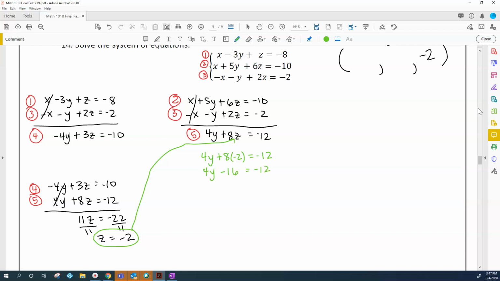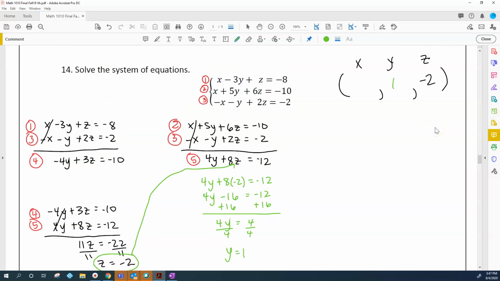All right, and I'm just solving this for y now. Let's add 16 over. So 4y equals 4. So it looks like y equals 1. All right, so that's going to be the second part of my ordered triple. That's where my 1 goes.